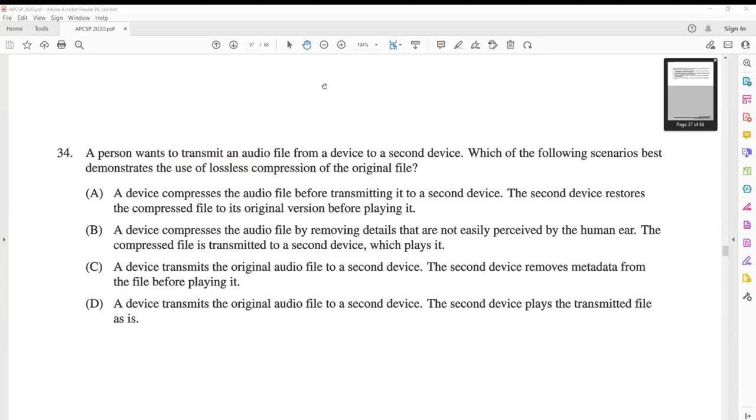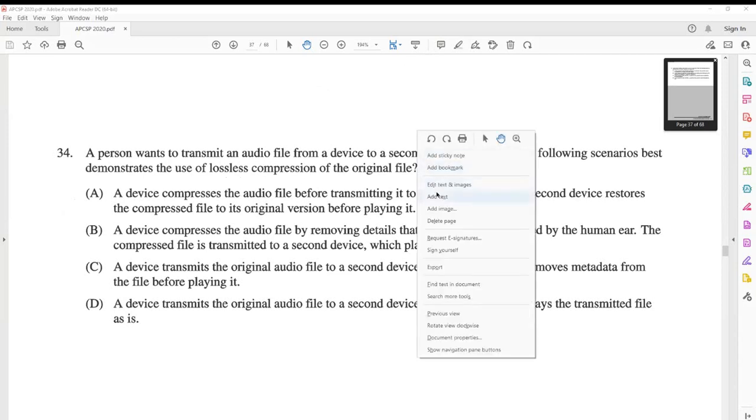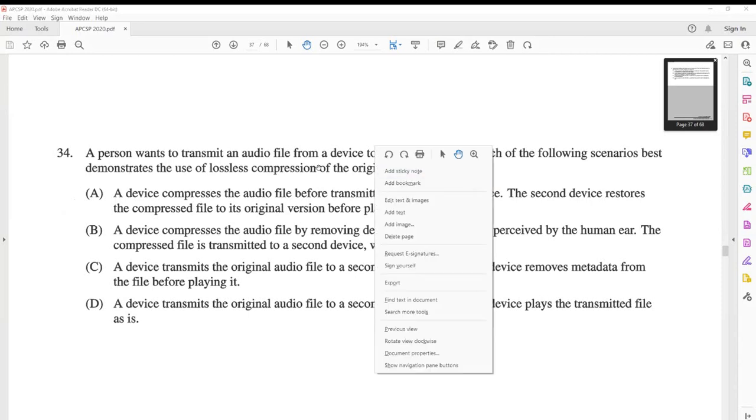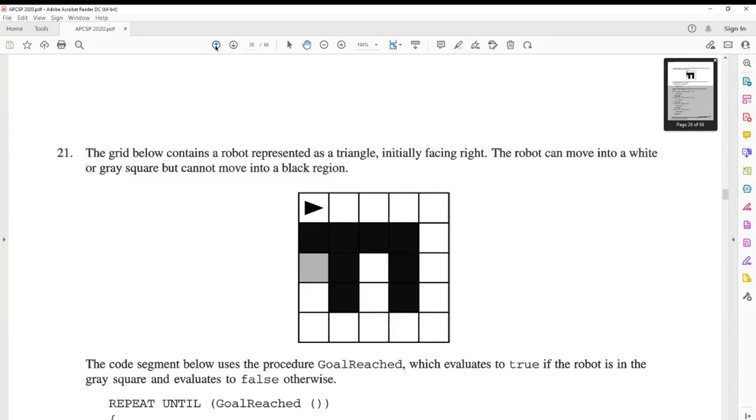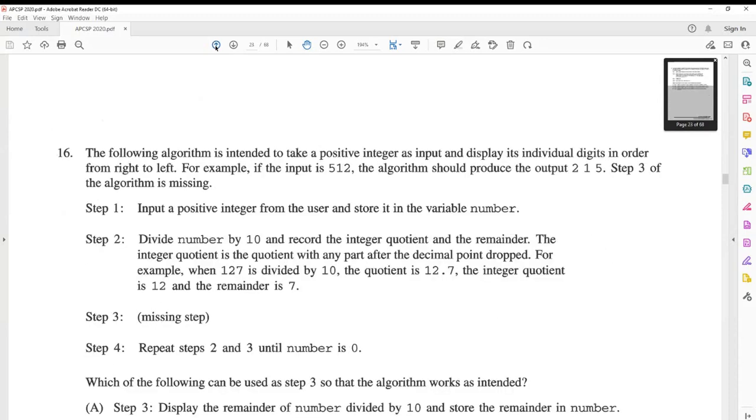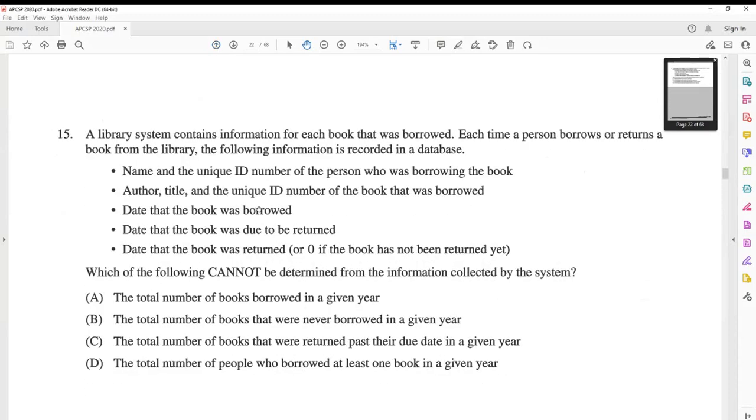Okay, this one is in the previous section. I found out I made a mistake on this one. Number 15, I also made another mistake. Number 15 is a little bit more arguable. Number 15 is the library problem. I did not see any problem in the beginning, because everything should be determined. But the answer given by the exam is actually B, the number of books never borrowed.